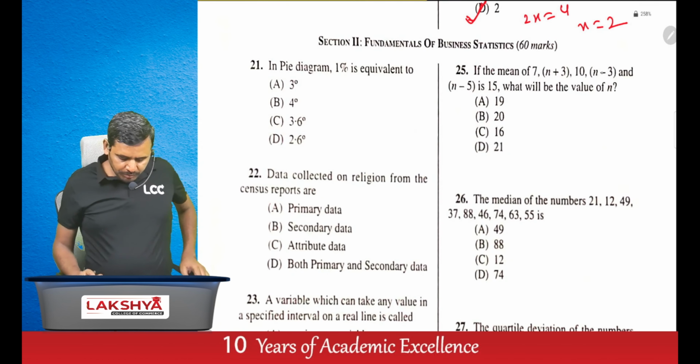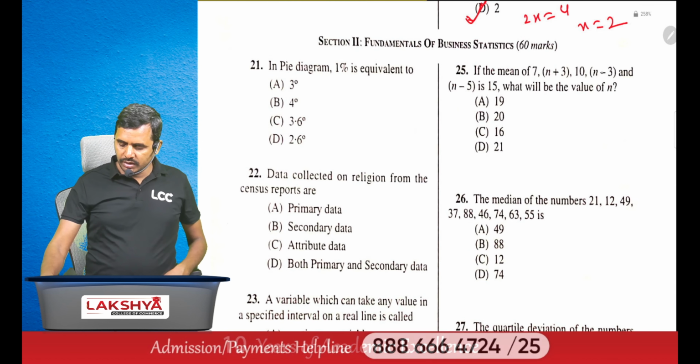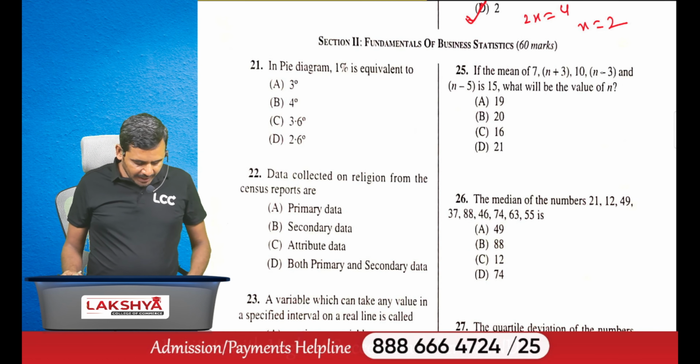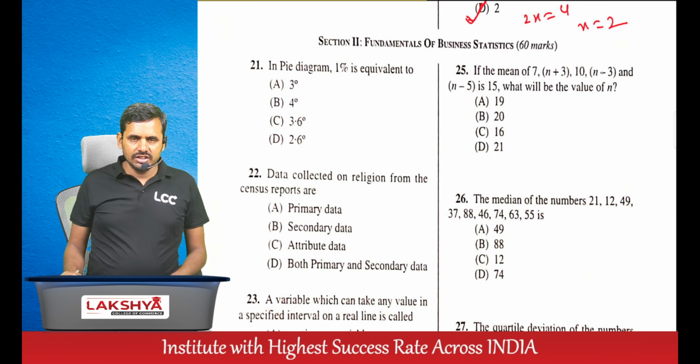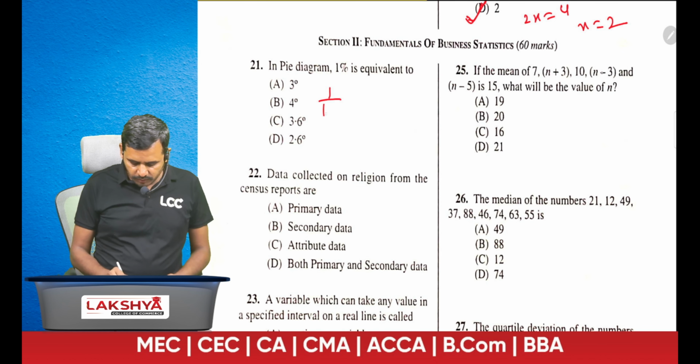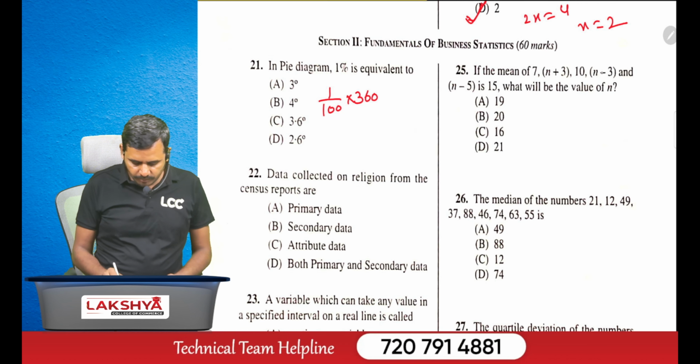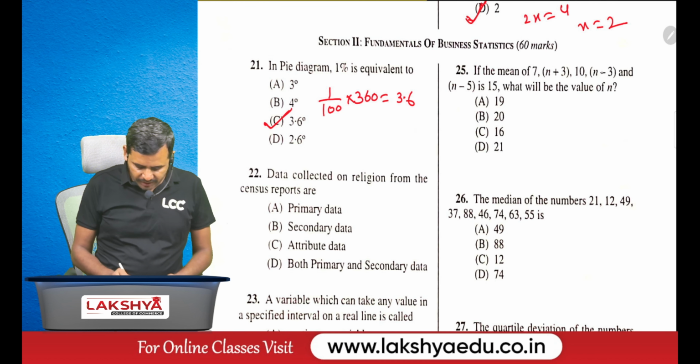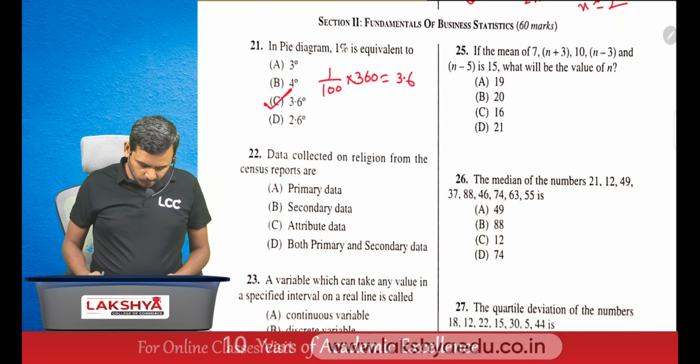Okay. Next, we enter into the statistics part. See, in a pie diagram, 1% is equal to, how to calculate 1%? 1 by 100 into 360, which is equal to 3.6. Right answer is C.